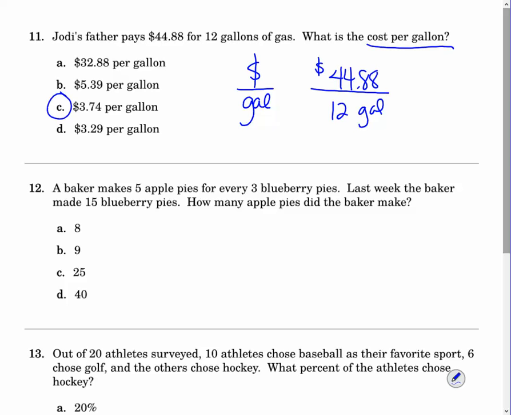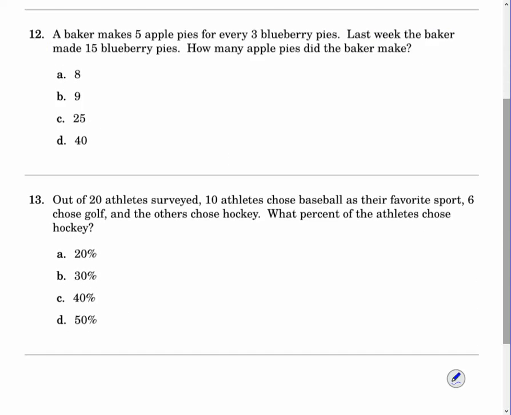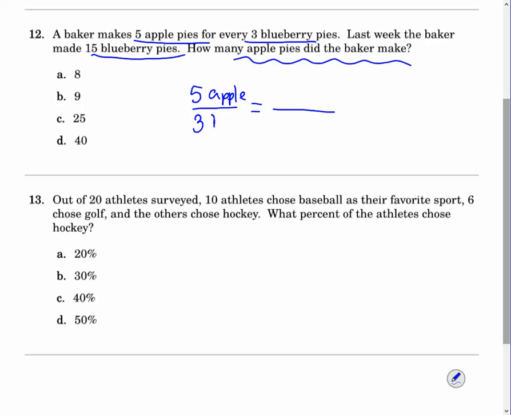All right. This next question, a lot of kids got this wrong, and I'm not quite sure why, but you're going to start with what you know here. You have 5 apple pies for every 3 blueberry pies. Last week, the baker made 15 blueberry pies. We want to figure out how many apple pies did he or she make? 5 apple for every 3 blueberry, all right? And we want to scale that up to 15 blueberry.